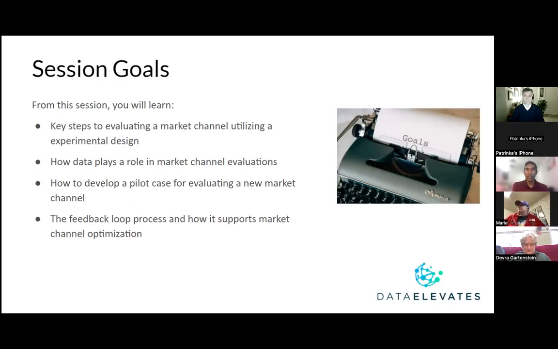Data playing a role in market channel evaluation. So within this sort of design, this approach to evaluating the market channels, I should say, might not necessarily be new. Where does data fit into that? And how do you effectively use data within it?